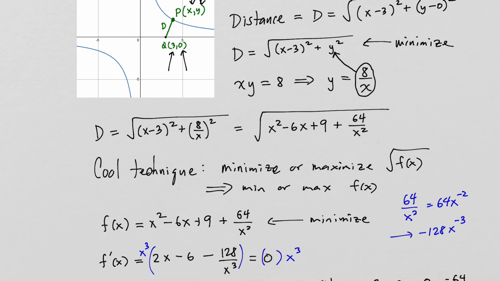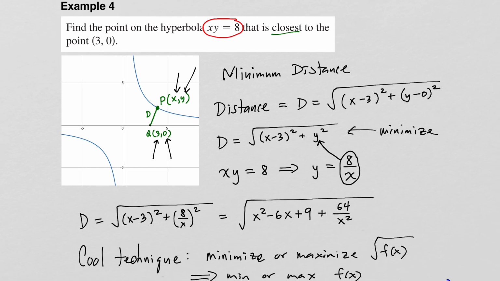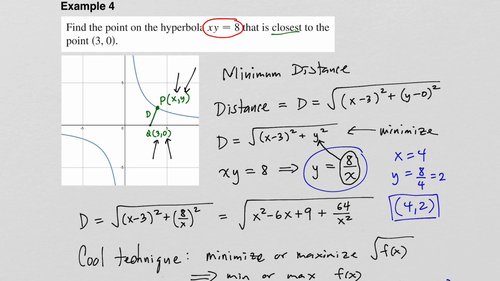And now we're going to answer the question. The question is, find the point on the hyperbola that is closest to the point 3, 0. So if we know now that x equals 4, y is equal to 8 divided by x. So that's 8 divided by 4, which is 2. And so the point on the hyperbola that is closest is the point 4, 2. Okay? So this point right here on the curve that is closest is the point 4, 2. And if you look at it, I mean, that seems plausible, right?